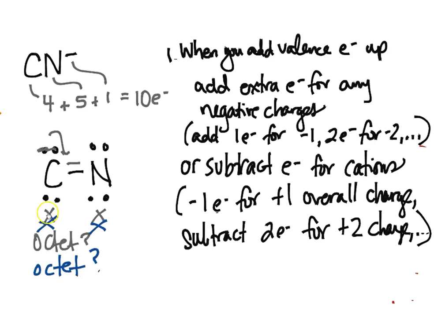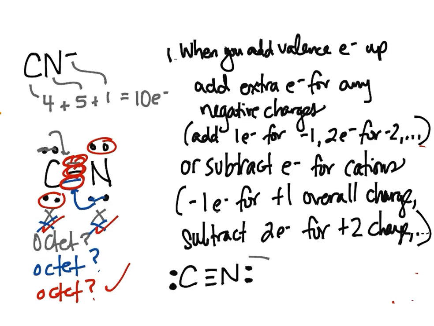Now because carbon is not happy, he doesn't have an octet, we're going to force nitrogen to share one of his lone pairs as well. Now we're going to ask if everybody has an octet, and carbon does, 2, 4, 6, 8, and nitrogen does, 2, 4, 6, 8. I'm just counting them all up. So now they both have an octet, so this is the final structure of cyanide, except, oh, I need to add in brackets.